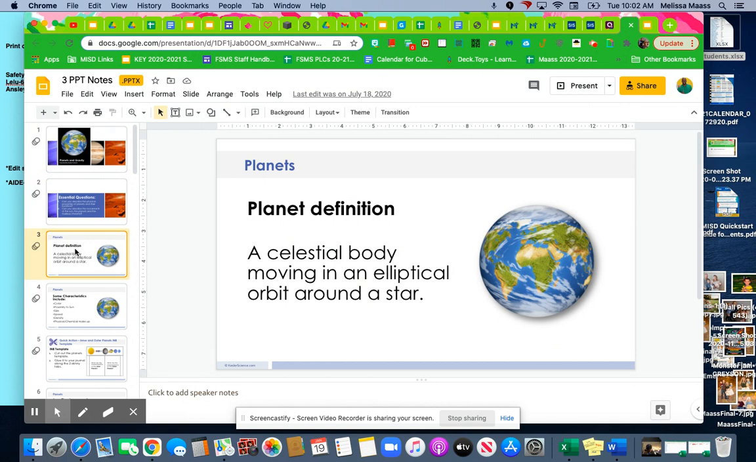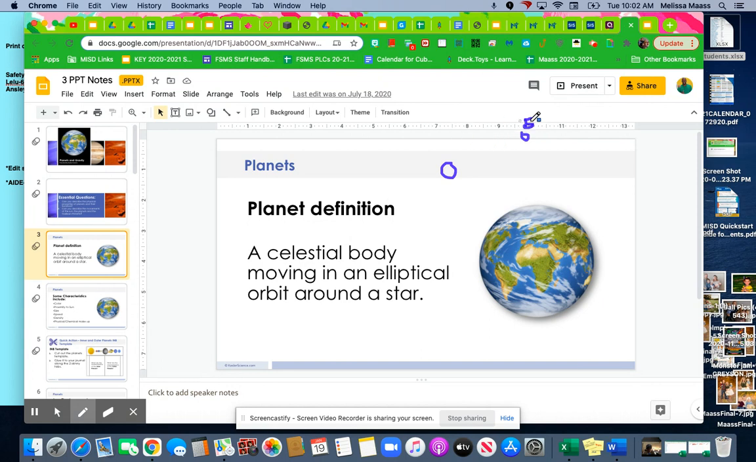But we just need to cover what a planet is. It's a body in space that moves in the solar system. So I'm going to draw a quick picture. Let's get my little pen here. All right. So just to let you know, this is the sun in the middle of our solar system. And then let's say this is planet Earth. I'm going to put an E here for Earth.